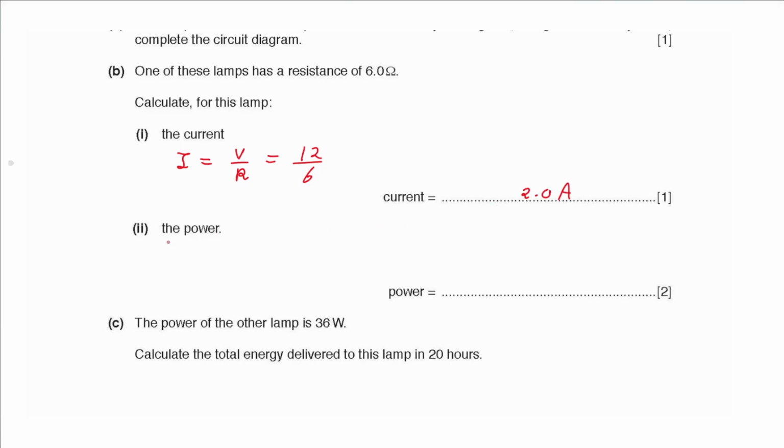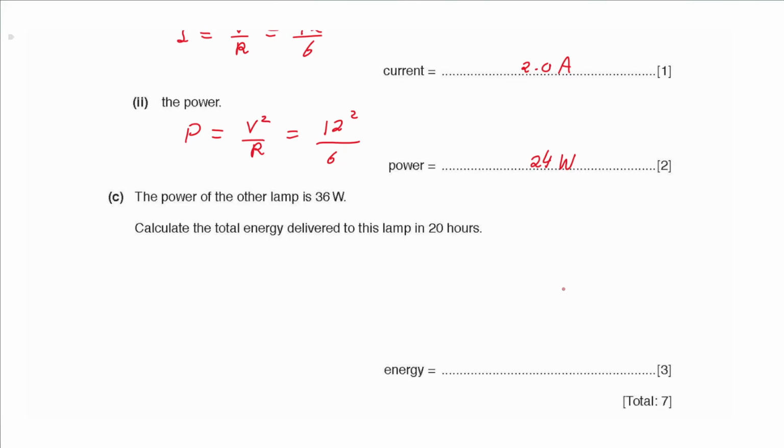And then we are required to calculate the power. Power is equal to VI or V squared over R. If you do not want to use the current, which could be calculated wrong, using V squared over R, we have 12 squared divided by 6. That gives an answer of 24 watts.